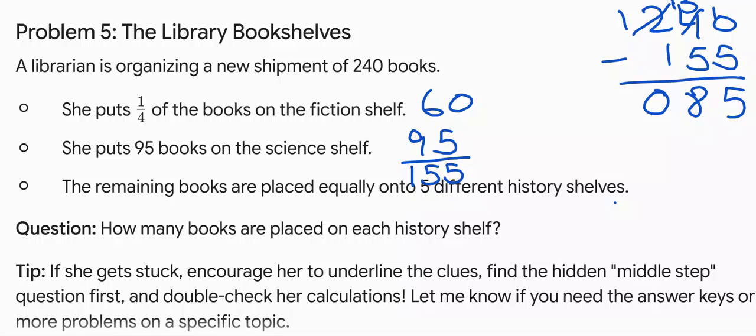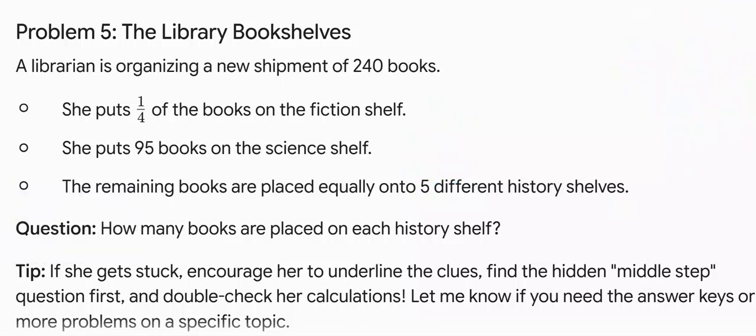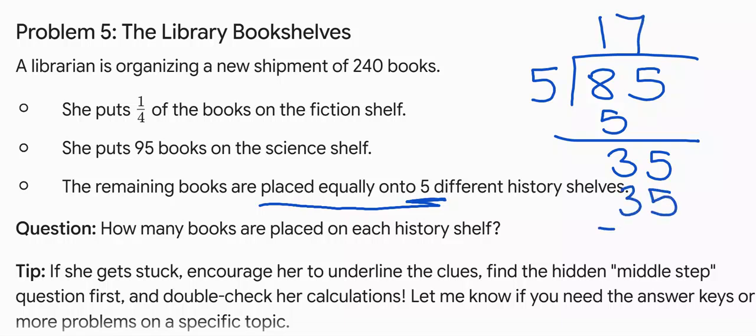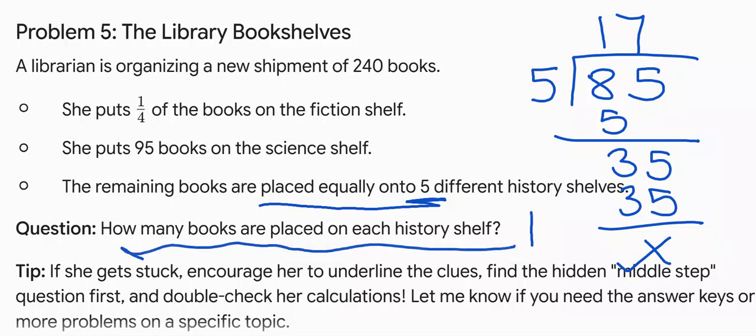Okay, so how many books were left? 85 books were left. And she placed them equally onto 5 different history shelves. Let's divide it by 5. 5 1 times 5. And 5 7 times is 35. So how many books are placed on each history shelf? It is 17. 17 books are placed on each history shelf.